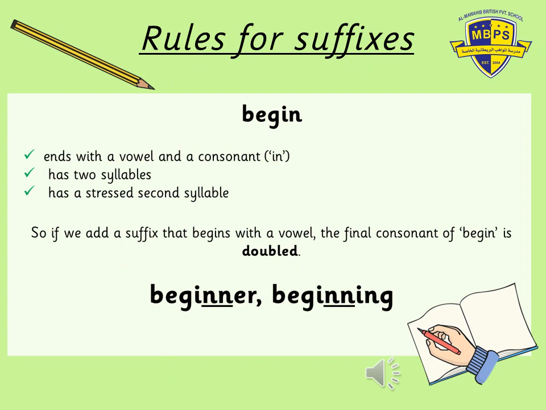If a word ends with a vowel and a consonant, it has two syllables and has a stressed second syllable, we will double the last letter before adding the suffix. You can see the word begin. It ends with I and N. I is a vowel and N is a consonant. So before adding the suffix, we will double the last letter, and the last letter is N. You can see the examples: beginner, beginning.